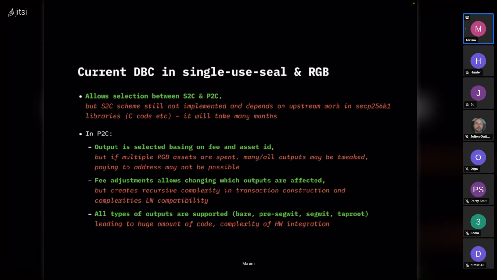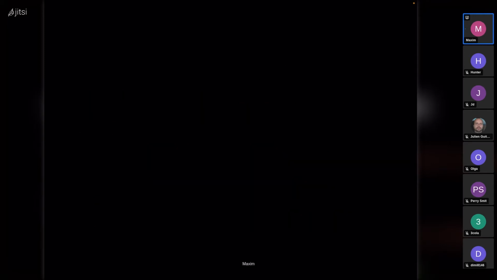For instance, in the Lightning Network, we need to support scripts and outputs. And it resulted in a lot of complex code being developed, supporting different types of outputs and also including script support, which is really hard to audit. And of course, all this code increases the attack surface.